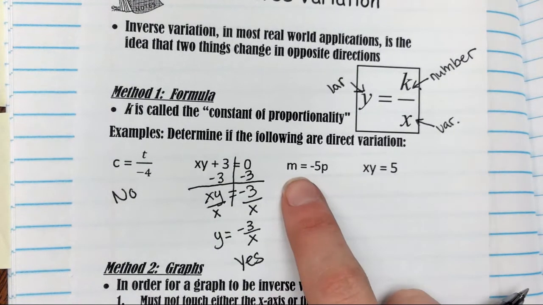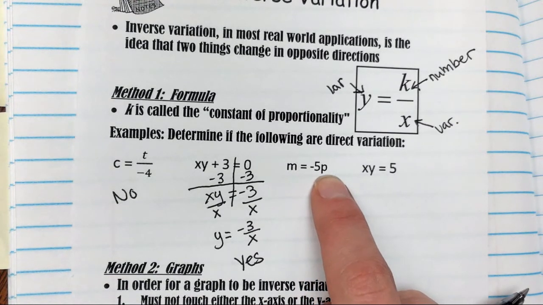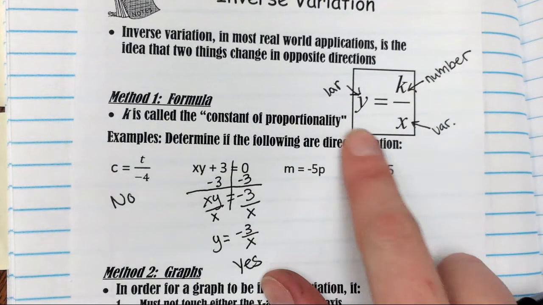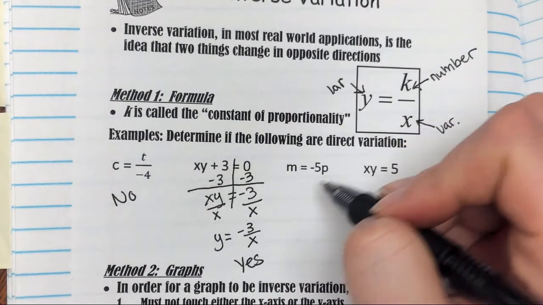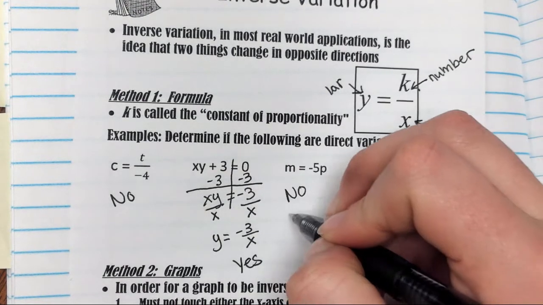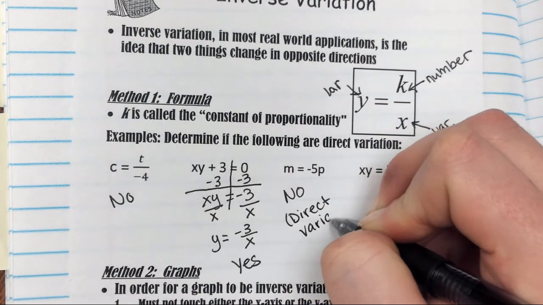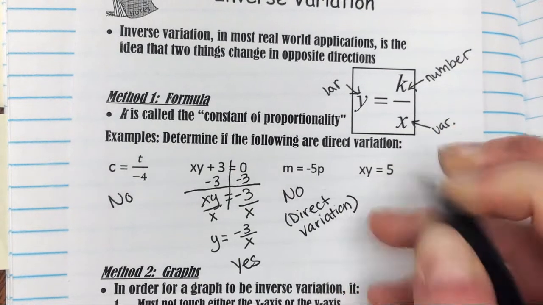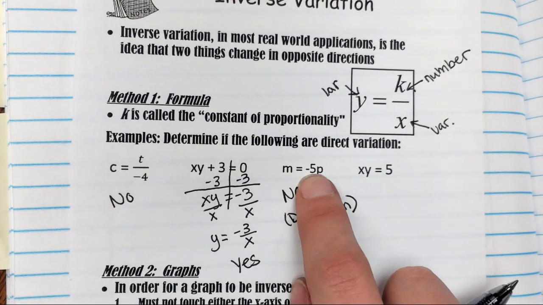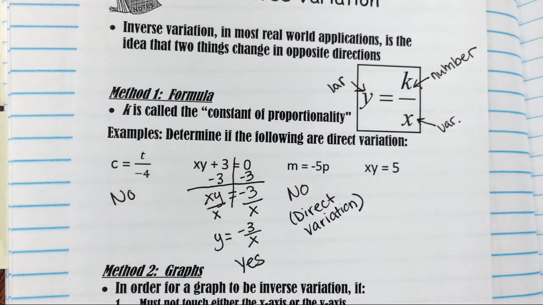All right, example 3, I have m equals -5p. There's no way I'm going to be able to transform it into this. So my answer is no. And if you remember from the last video, this is actually an example of direct variation. We have m, a variable on the left, kind of like y, a slope, and a variable on the right. So that one's a direct variation.